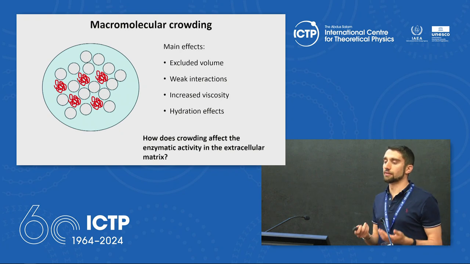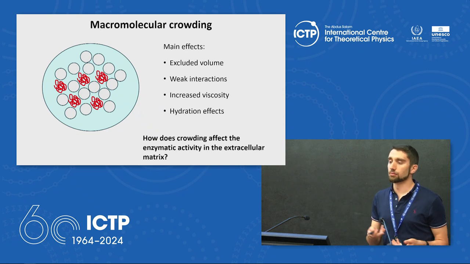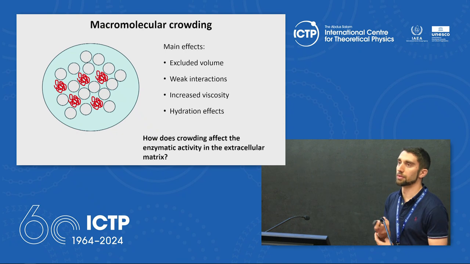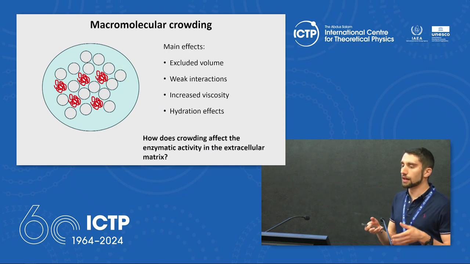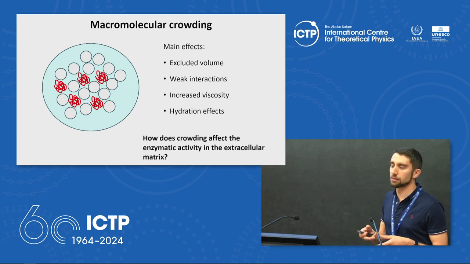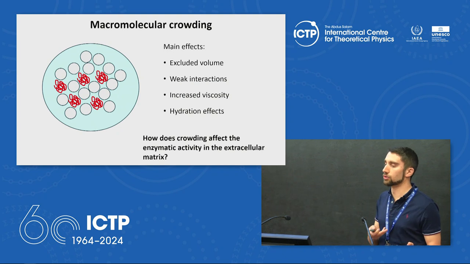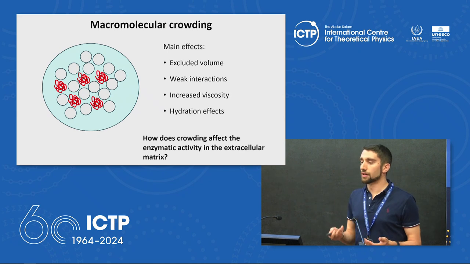Therefore, it is an environment that is affected by this effect, macromolecular crowding, that is present in most living systems, also in cells. And it is not that a single species is necessarily at a high density in the system, but the overall density of macromolecules, proteins, is typically very high. And therefore, this leads to several effects.